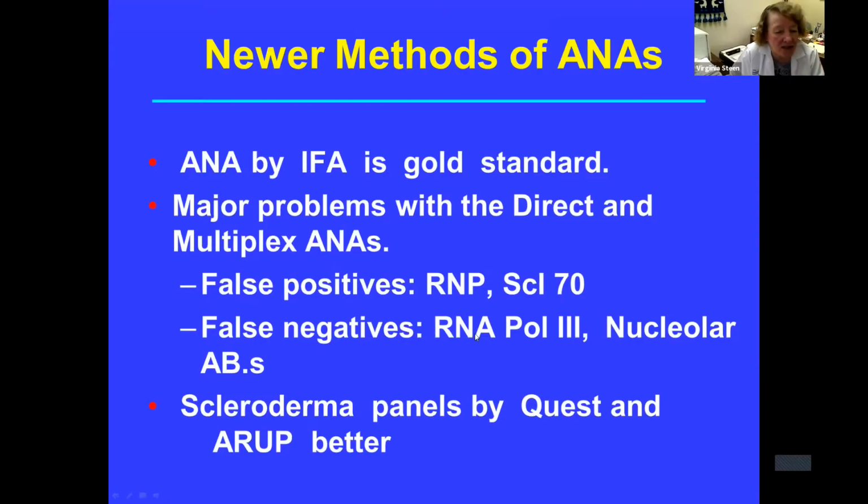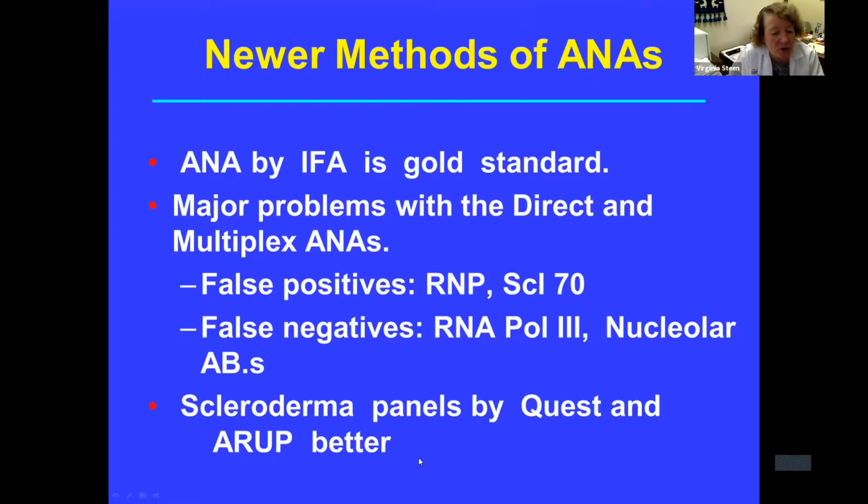There are also false negatives, particularly with the direct ANA, because it's a bead assay and they don't have the actual antigens for the nucleolar antibodies. And since the RNA polymerase III has been a proprietary type of assay, it hasn't been included. So in many circumstances, patients will have a negative direct ANA with this assay.